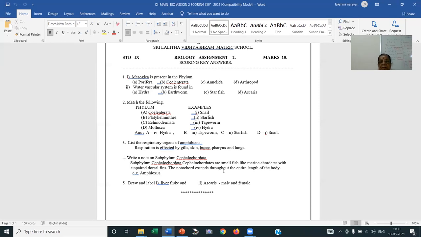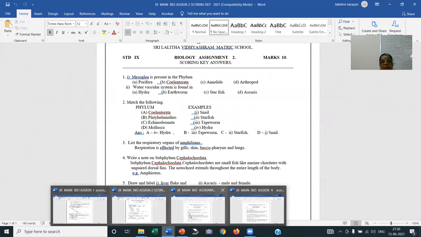Then I will draw the diagram for liver fluke. Refer to the textbook. Ascaris, male and female diagram. In that, while drawing, the male is shorter than the female Ascaris. Are you clear? Then assignment 3.